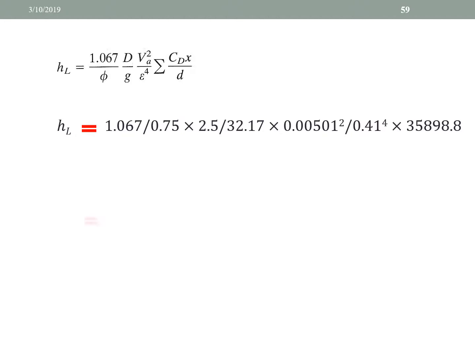If you calculate, the answer will be 3.53 feet. So the head loss for this filter is 3.53 feet of water. So we are done with filtration here.